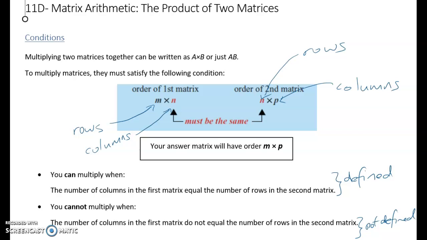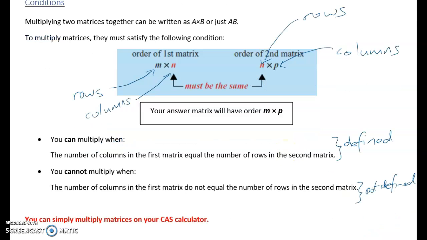So that's the first two dot points of our success criteria, knowing when matrices can be multiplied, when the first columns and the second rows match, and that the resulting matrix will have the order m times p, where m is the rows of the first matrix and p is the columns of the second matrix.